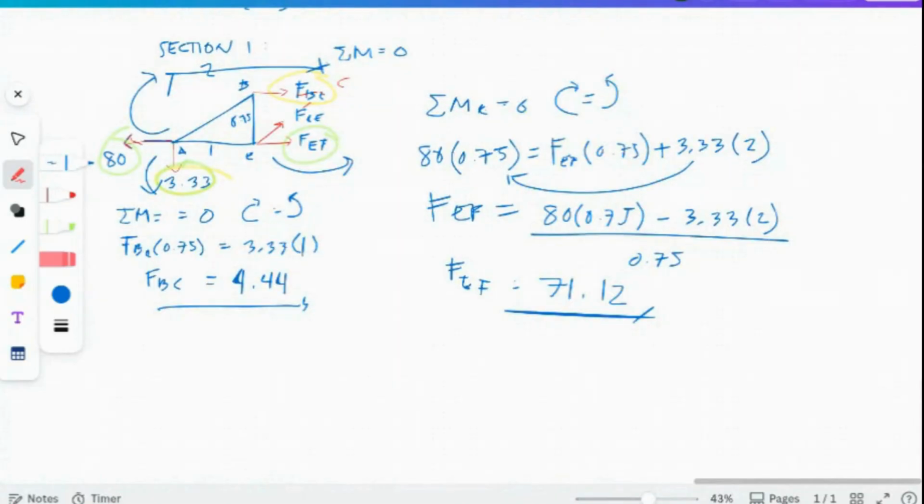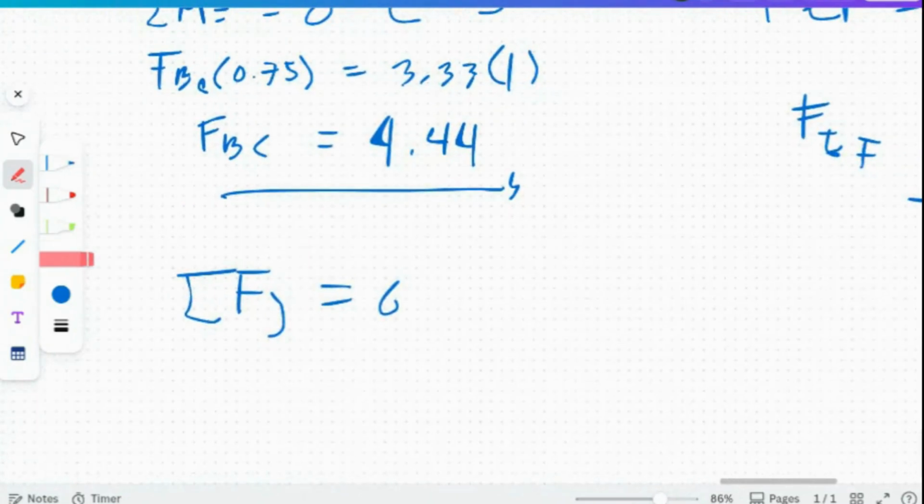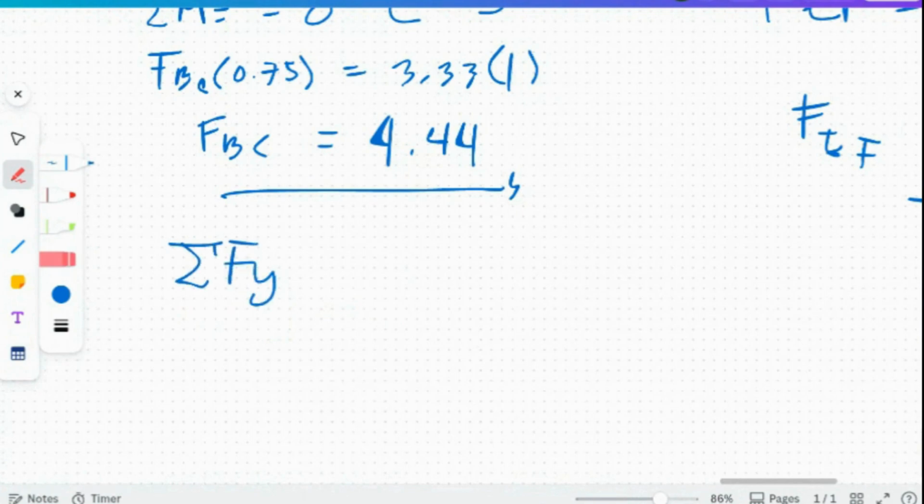Okay, and lastly, we are looking for FCE. How do we get FCE now? If you look at the whole system, it's only FCE that has a vertical component, right? So to use the least variables, the least inputs, you will just sum up forces in y. Summation of forces y.